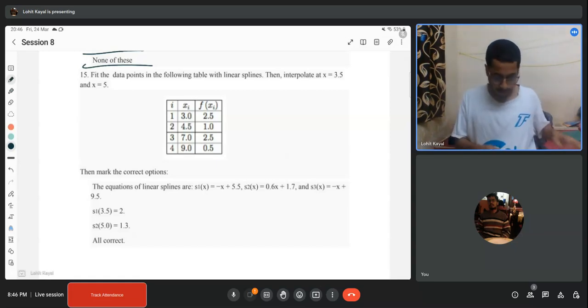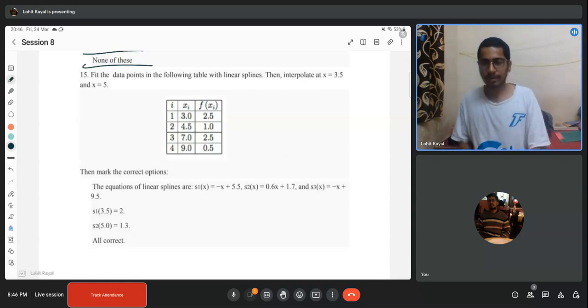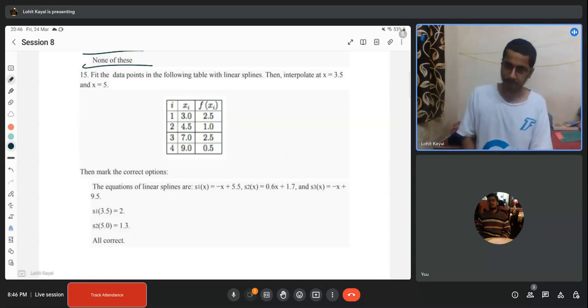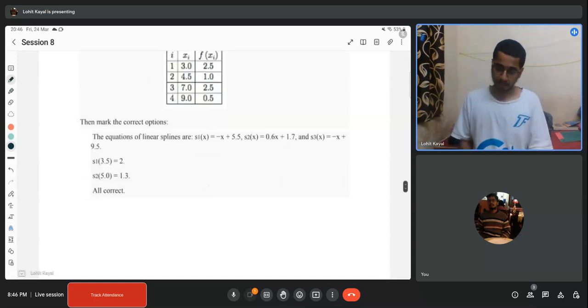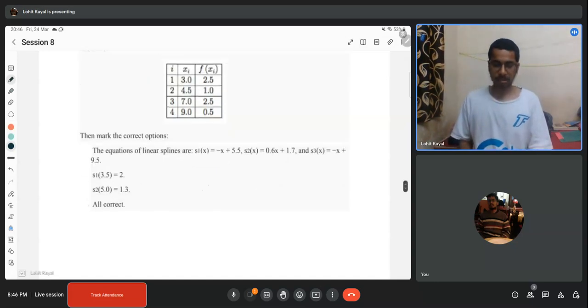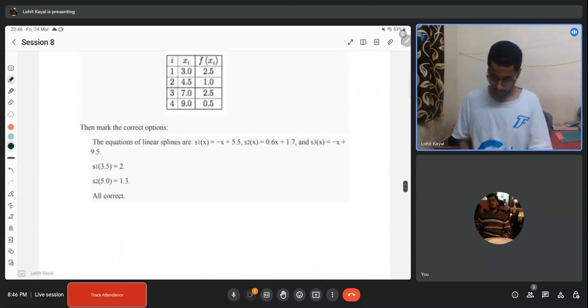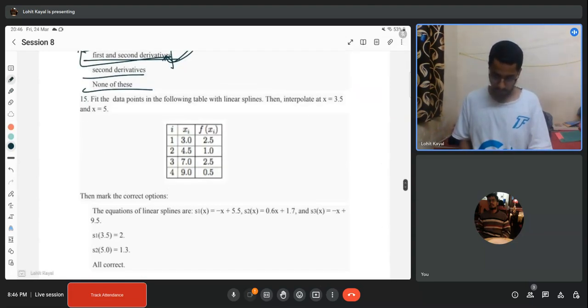Okay. So the equation of linear splines are x. I have provided a data set. Now you need to find the correct answer among these. So now let's work with this. I don't have sufficient space, but I can work here.